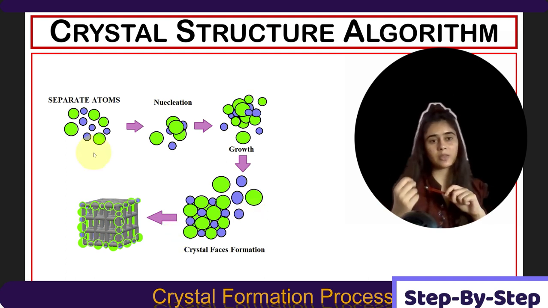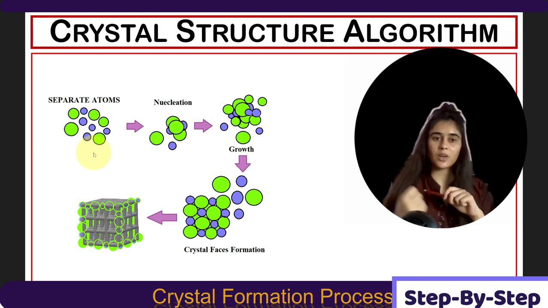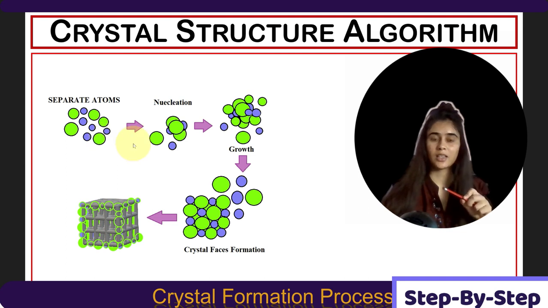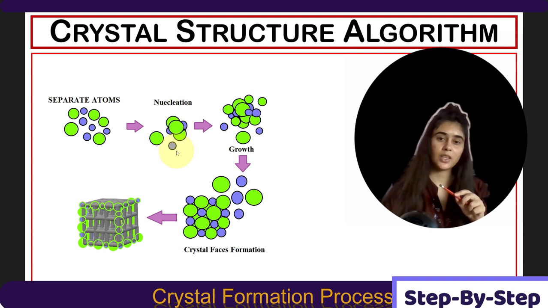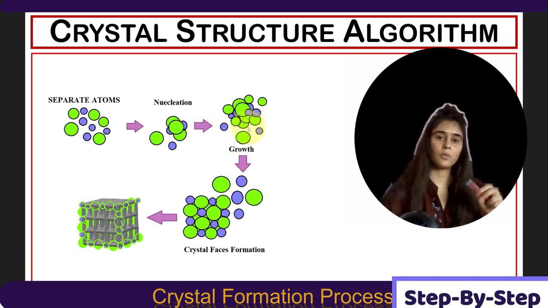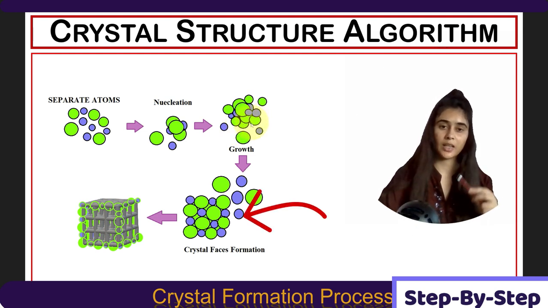First, you can see the atoms are separated. Crystal formation starts with a phenomenon called nucleation. Nucleation occurs when individual atoms, molecules or ions come together and form clusters. So first they form clusters, often referred to as nuclei. Here the nuclei serve as the starting point for crystal formation. Once the nuclei are formed, they can grow by adding additional atoms, molecules or ions in a way that maintains a repeating and ordered arrangement.